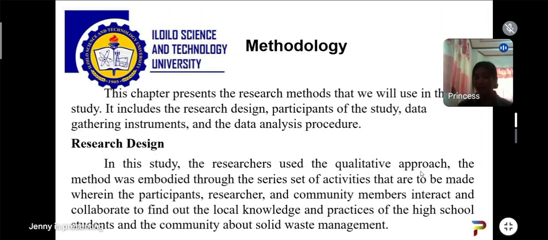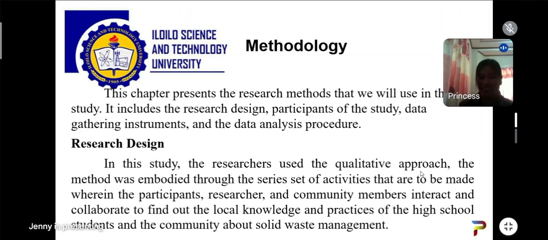So here is our methodology. So this paper presents the research methods that we will use in the study. So it includes the research design, participants in the study, data gathering instruments, and the data analysis procedure. So let's start first with the research design.